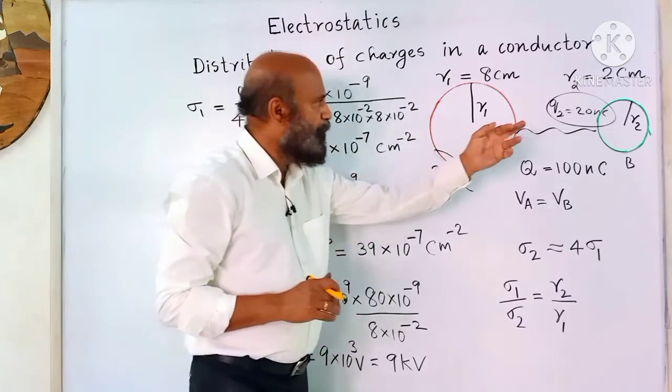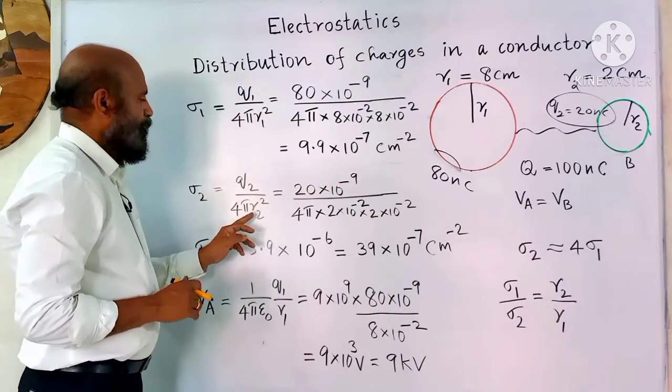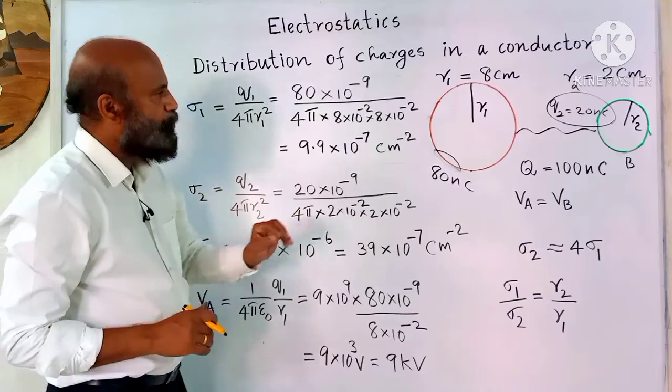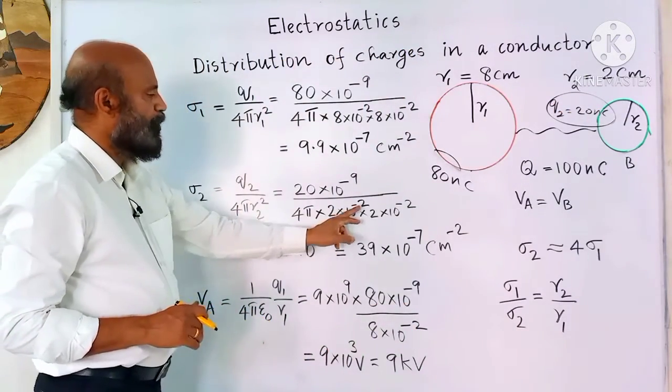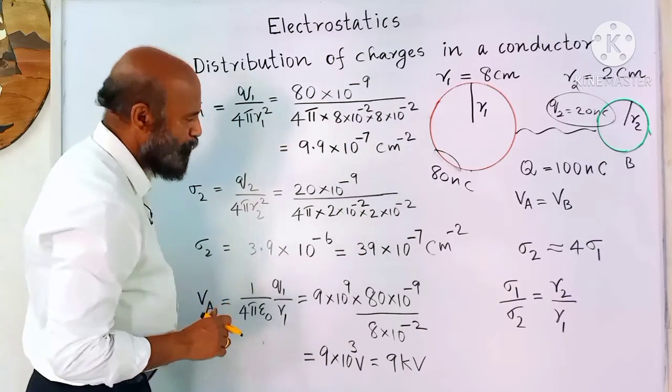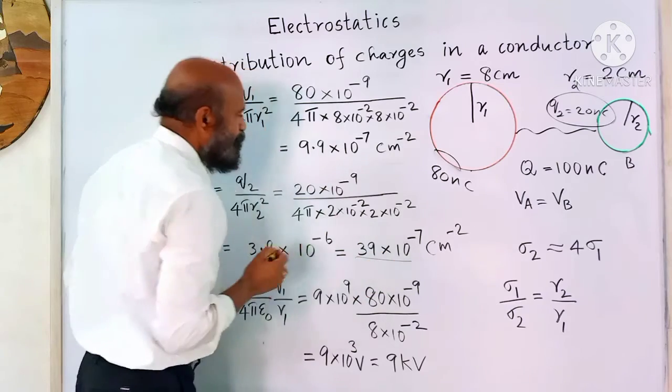Similarly, charge density on the second sphere is Q2 divided by 4 pi R2 square. Charge on the second sphere is 20 nanocoulombs. Then radius of the second sphere is 2 centimeter, so its square, 2 into 10 raised to minus 2 into 2 into 10 raised to minus 2. If you do the calculation, you will get this value.